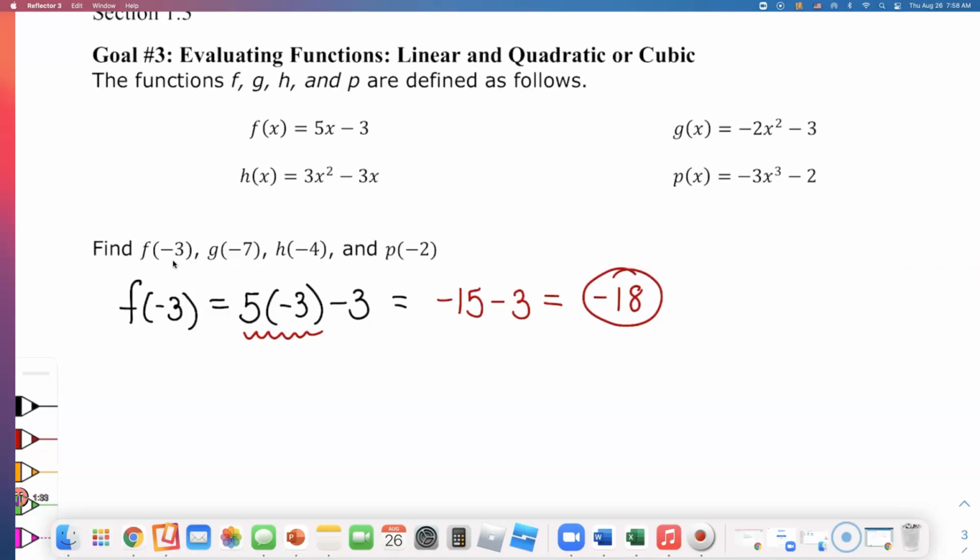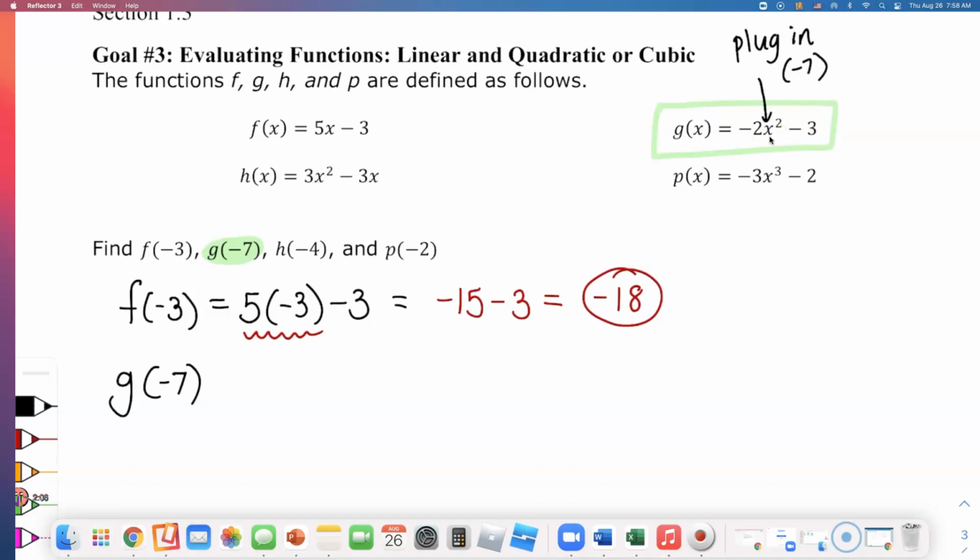So the next one, let's keep going. They want you to evaluate g of negative 7. I need to find function g. G is a quadratic function. We have to square whatever that number is, multiply that number by negative 2, and then subtract 3 from it. So let me plug in negative 7 right in here. That will be negative 2 times negative 7 squared minus 3.